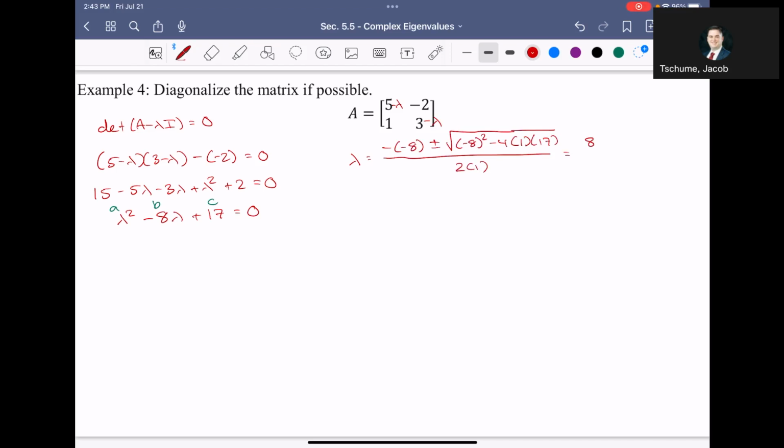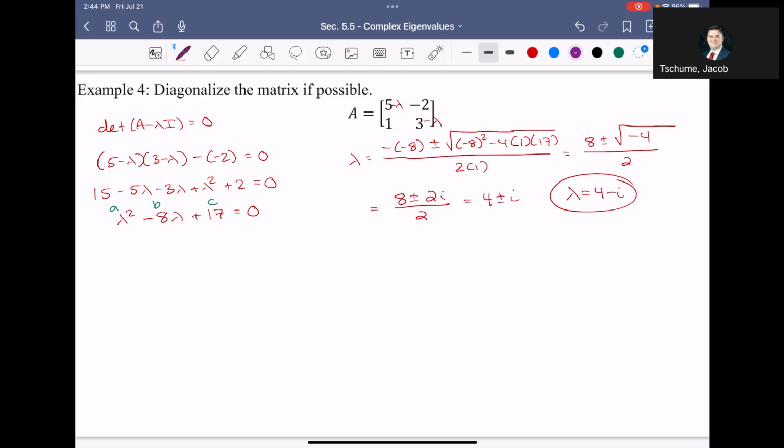So this ends up becoming 8 plus or minus the square root. Let's see, that is 64 minus 68. So that would be -4, divided by 2. This becomes 8 plus or minus 2i divided by 2. And so divide the 2 into both of those numbers, and you get 4 plus or minus i as your 2 eigenvalues. Now, for the factorization of this, we don't need both of them. We are just going to focus on the one with the minus sign.